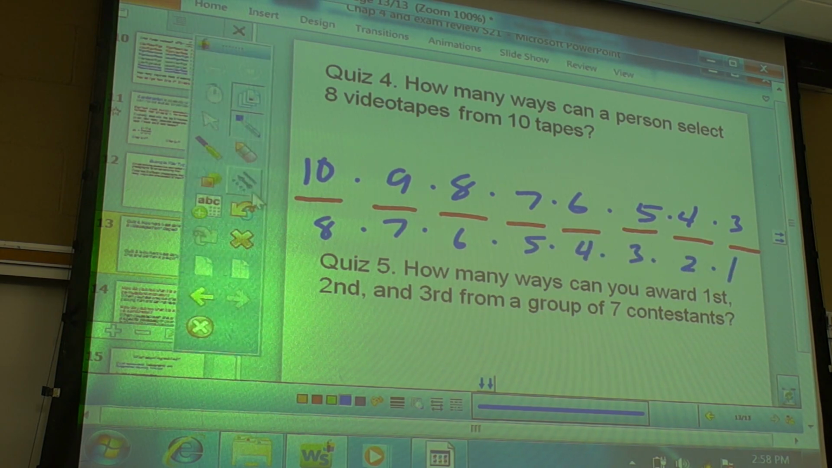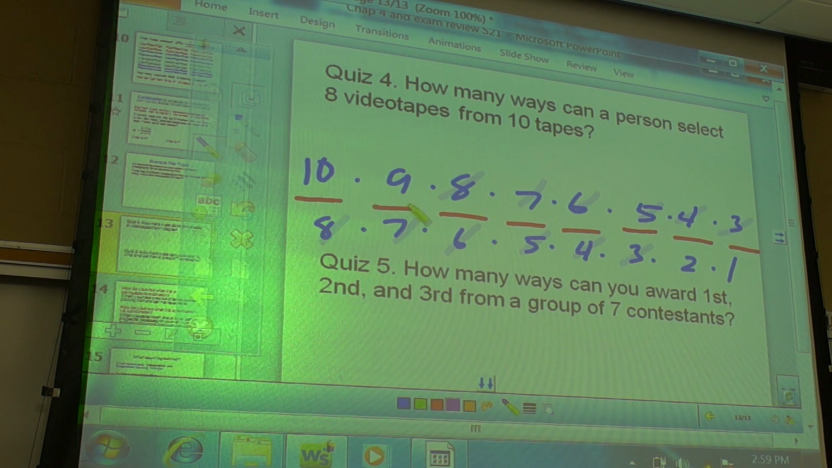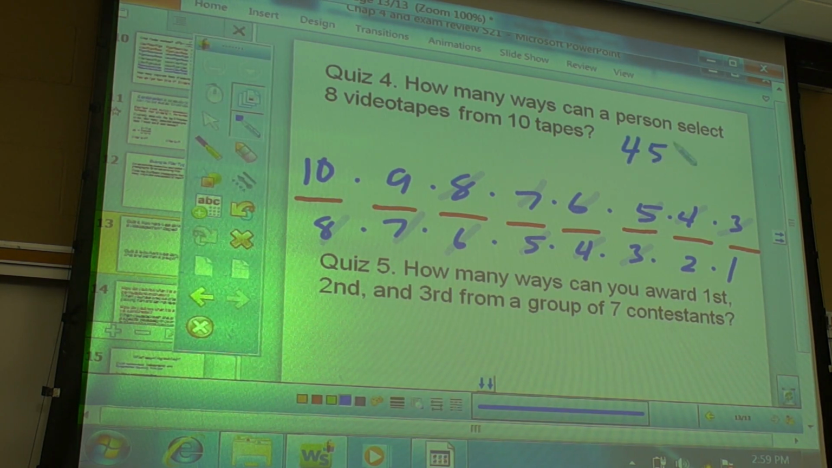Now this is a classic spot where you're definitely going to want to cancel out the ones that are in common, right? So 6 above and 6 below cancel out, 5 above, 5 below. And then you'll end up with 10 times 9 divided by 2. So that's 45. Do you need to show me all these numbers being multiplied? Yes. 100%.